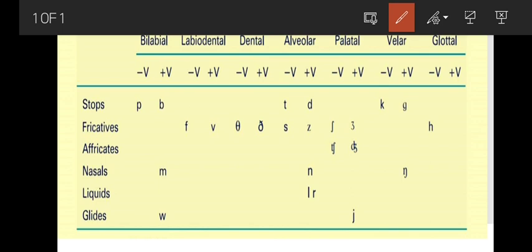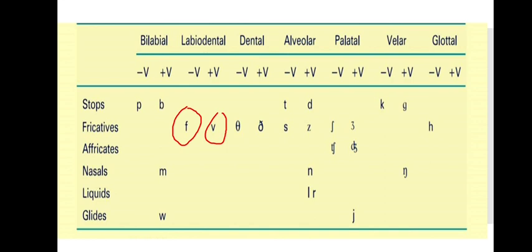The f sound and the v sound: you feel that in one sound there is a vibration and in the other there is no vibration, but you also feel that your lower lip is moving towards your upper teeth in pronouncing these two sounds. That's why they are labiodental, meaning your lower lip and upper teeth are involved in the production of these two sounds.